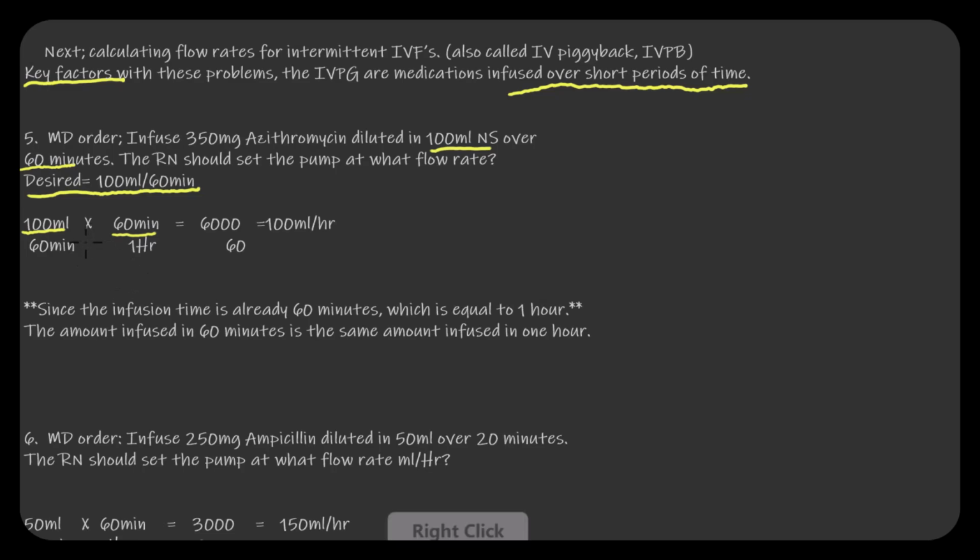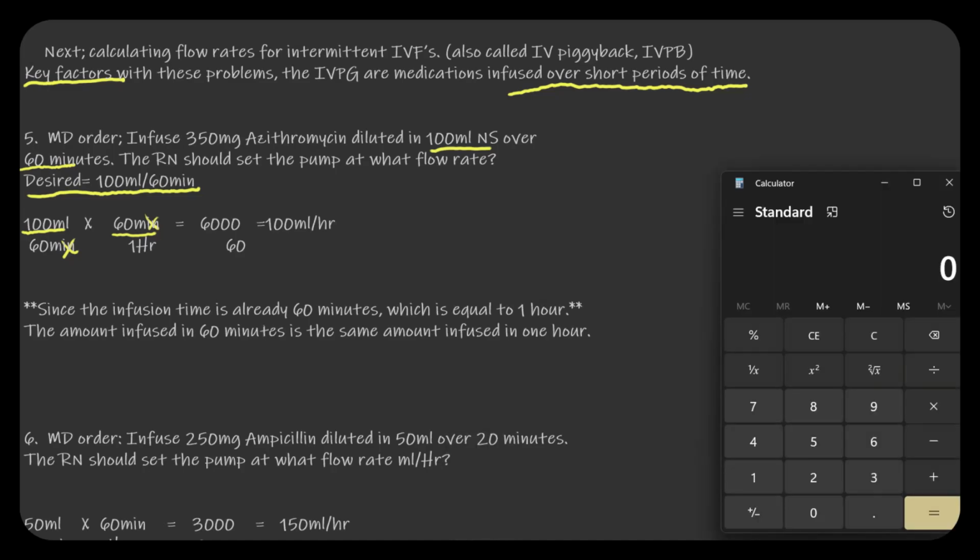So we've set up the problem, 100 mLs over 60 minutes times our conversion factor, which is 60 minutes over 1 hour, and then we'll work our problems diagonally, cross-canceling the minutes, so we're left in hours. 100 times 60 is 6,000, divided by 60 gives us 100 mLs per hour.